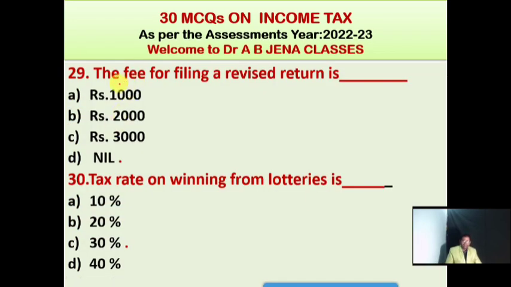So next one MCQ, it's also vital. The fee for filing a revised return is, option A, rupees 1000, option B, 2000, option C, rupees 3000, or nil. So the right option will be nil. There will be no fee.